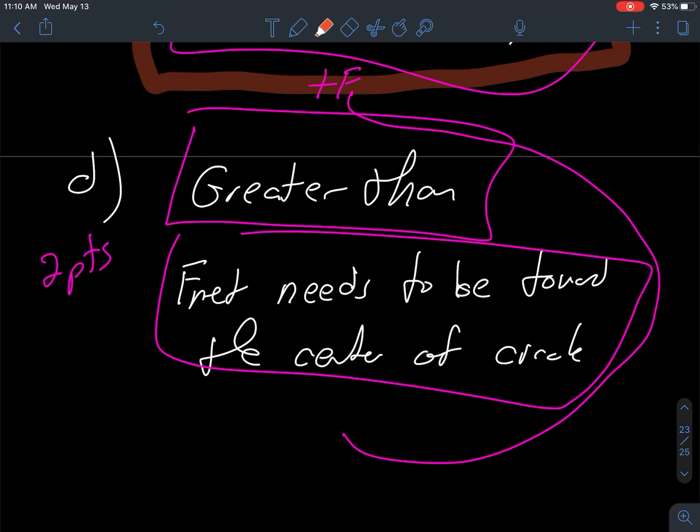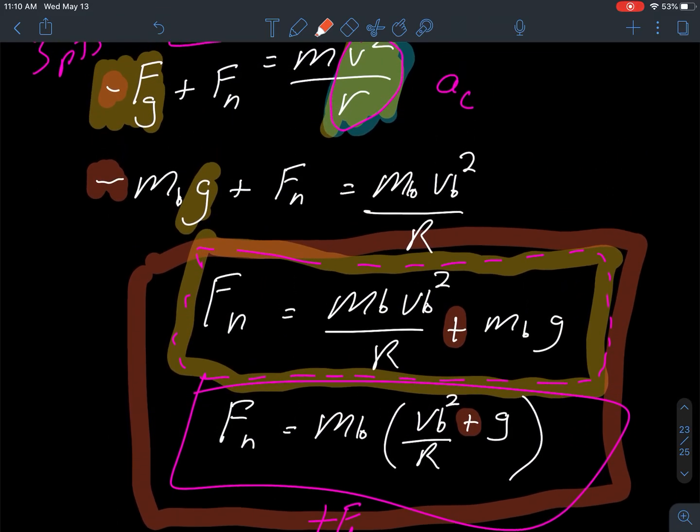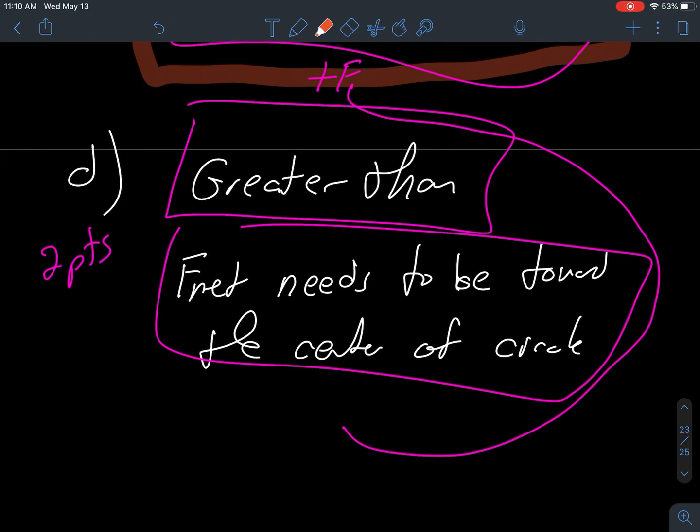and essentially they're saying that the net force needs to go towards the center of the circle, and that our normal force needs to be bigger than the force due to gravity, you would have gotten those 2 points.